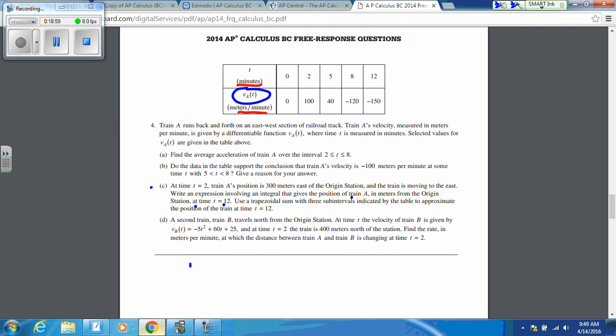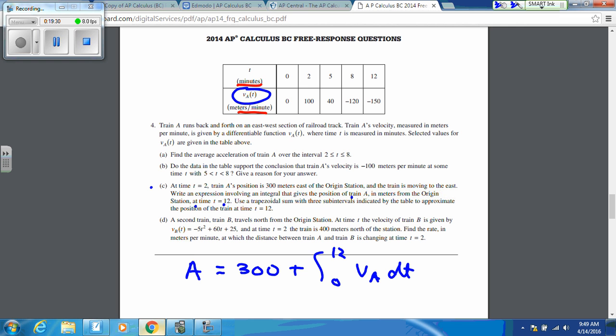Bad problem. All right, then we're going to call it A for train A. And train A's position is going to be equal to the original value, the initial value, 300 meters east and moving east, plus the integral from 0 to 12 of the velocity dt. Notice that it's not possible to give a formula for the velocity, so I just use v of t. And then we approximate it with the trapezoidal sum.